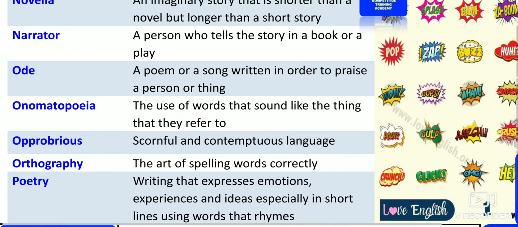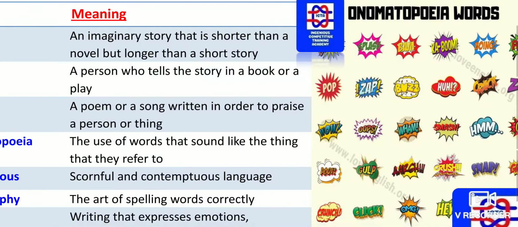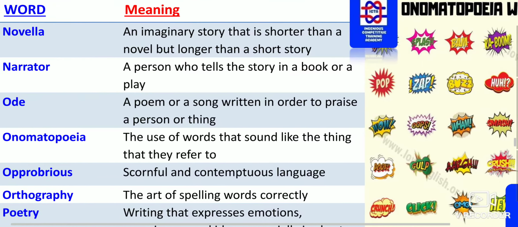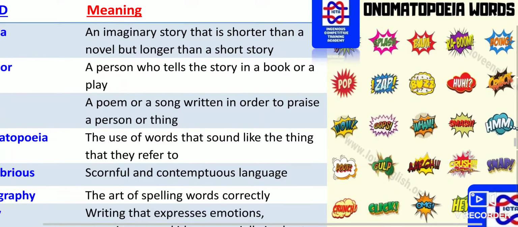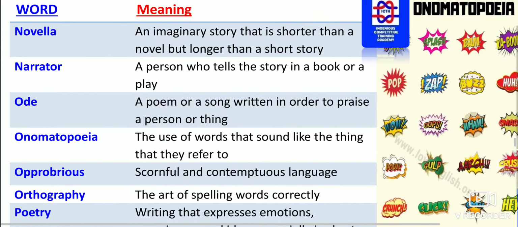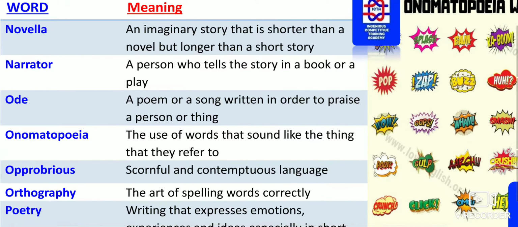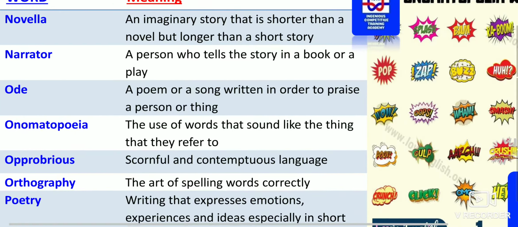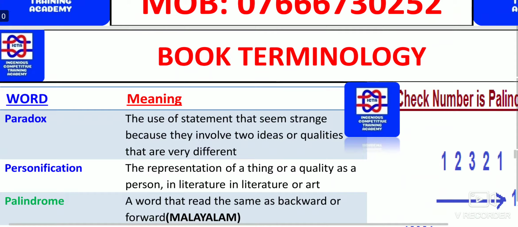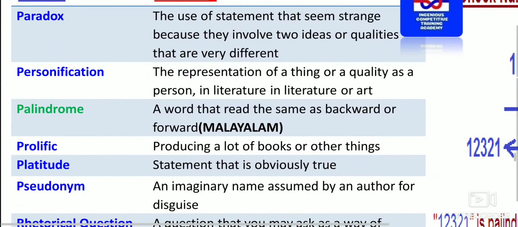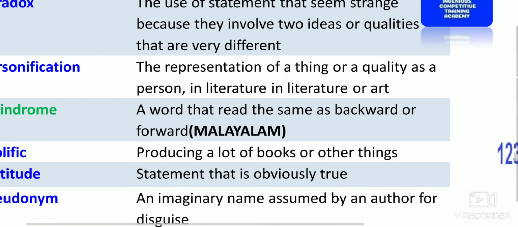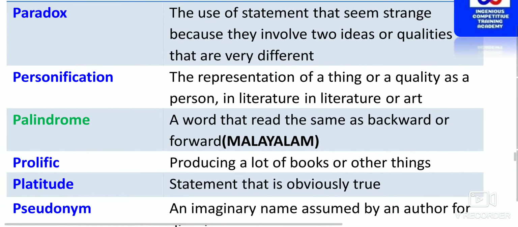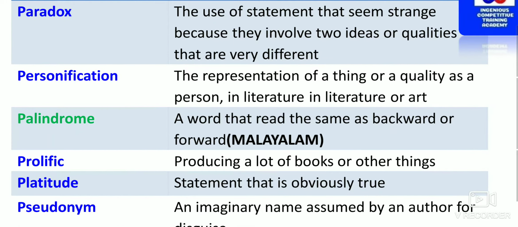As you can see to the right, onomatopoeia words are boom, kaboom, hoo, zap, pop. These are all concerned with the use of words that sound like the thing that they refer to. They are known as onomatopoeia. Next, paradox means the use of statements that seem strange because they involve 2 ideas or qualities that are very different.